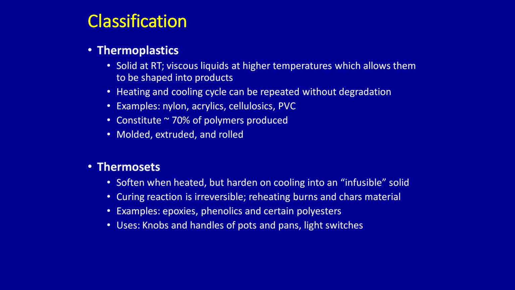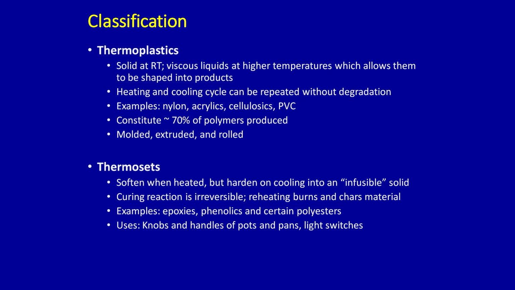Thermoplastic is solid at room temperature, and a viscous liquid at high temperature. That is what allows them to be given different shapes. Heating and cooling cycles can be repeated. So, you can heat and cool, and the material will still behave the same way, like nylon, acrylic, cellulose, PVC, polyvinyl chloride pipes, which all of you know, and nylon as a rope. They are widely used, and they constitute almost 70% of the polymer produced in the world. They can be molded, extruded, rolled, and given any shape.